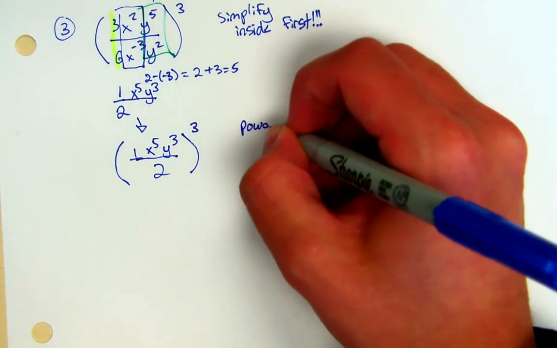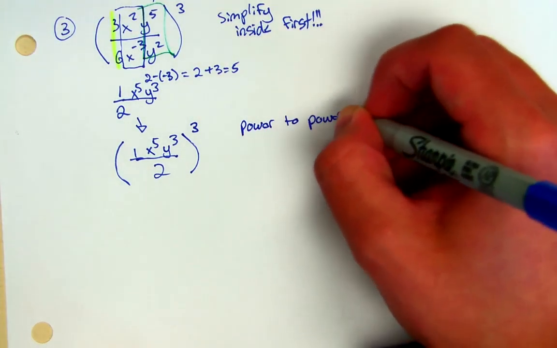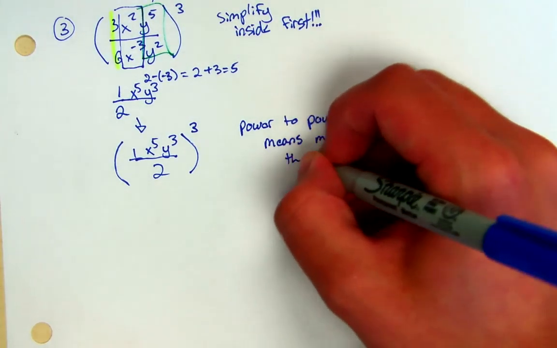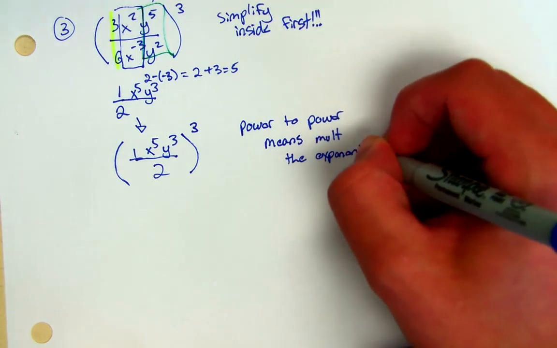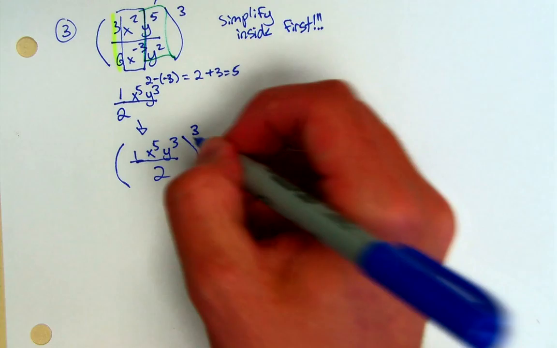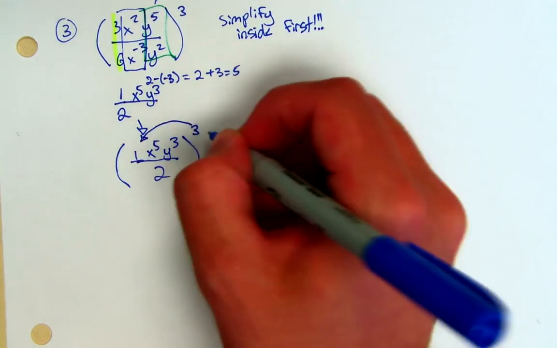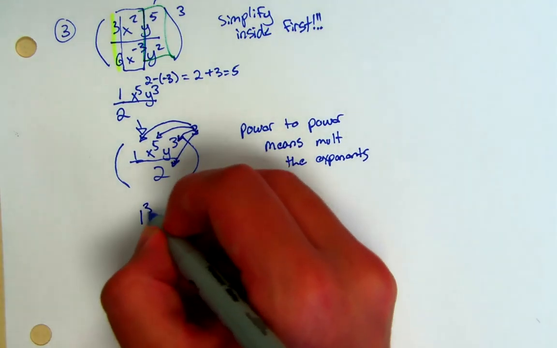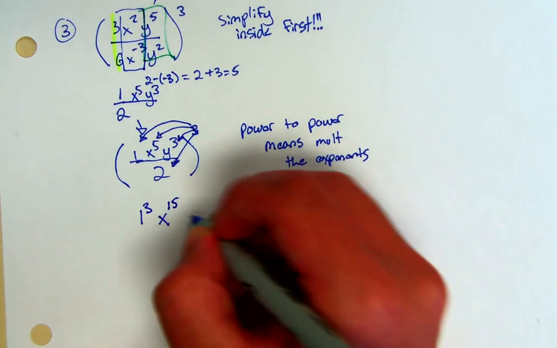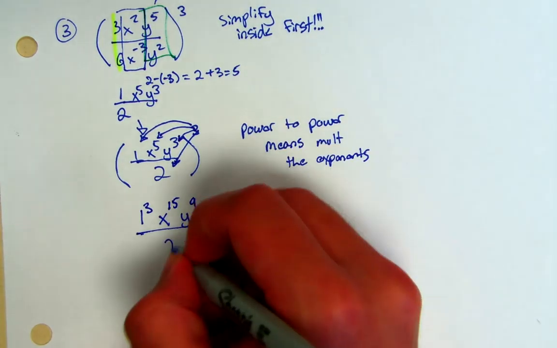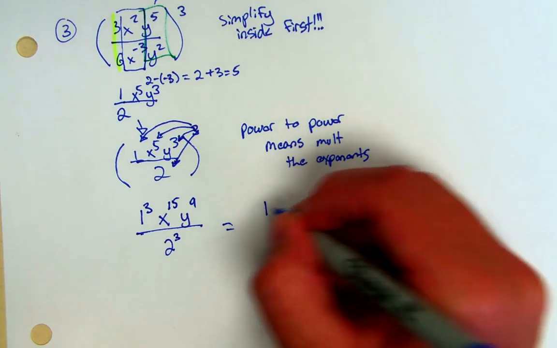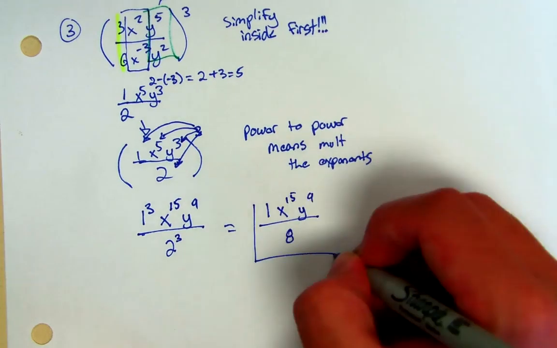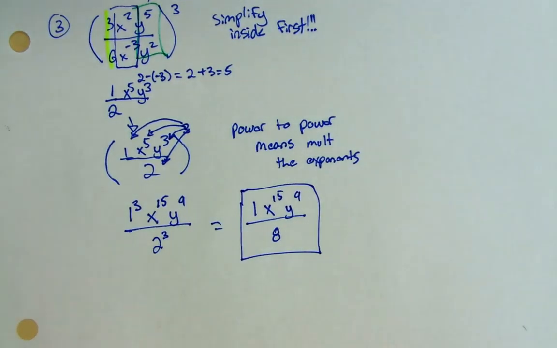This is where we need to remember power to power means multiply the exponents. So in this case, I need to distribute this power to everything inside, and I'm actually multiplying it through. So that's 1 to the third, x to the 15th, y to the 9th, and 2 to the third. 1 to the third is 1, x to the 15th, y to the 9th stay, 2 to the third is 8. And then I have my simplified answer.